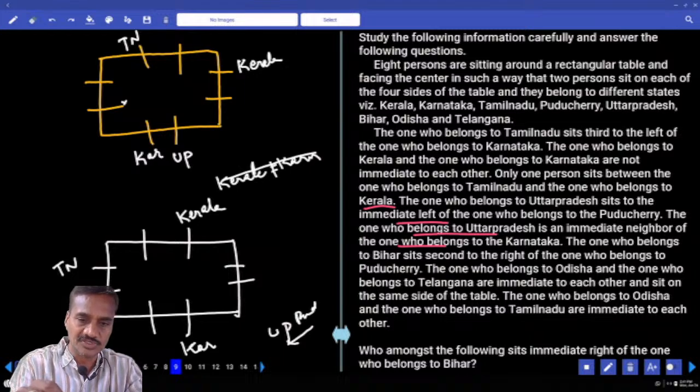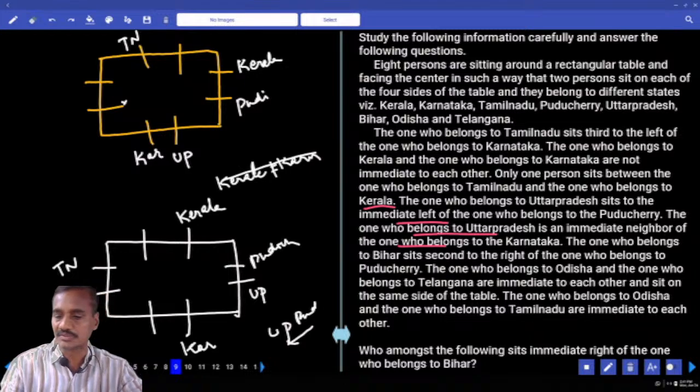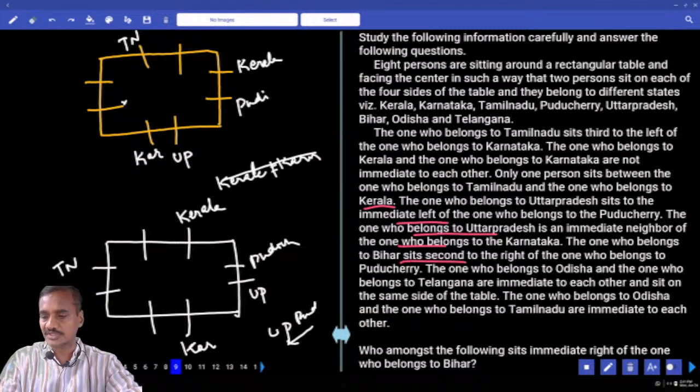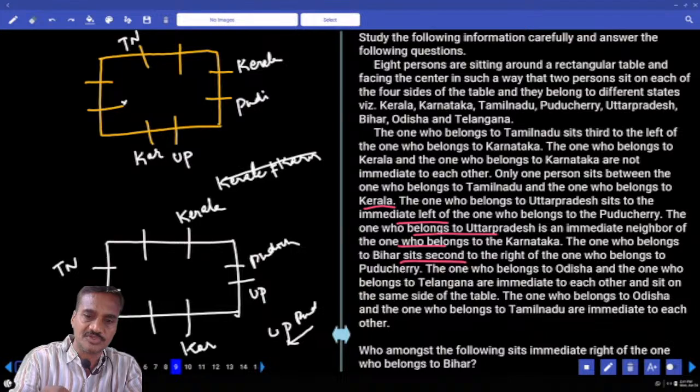Now if UP is here, now Puducherry is at this place. Follow here. And UP is an immediate neighbor of whom? Karnataka. Then if UP is here, then the one who belongs to Puducherry must be here. And the one who belongs to Bihar sits second to the right of Puducherry. Now this person is Bihar, seated second to the right of Puducherry.